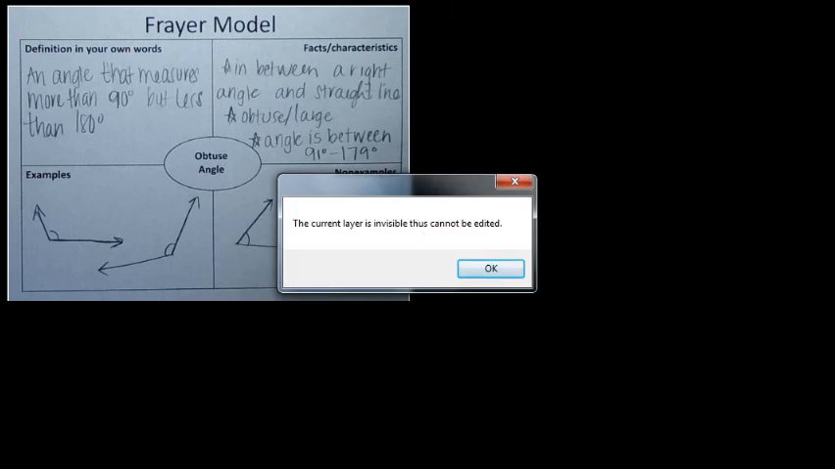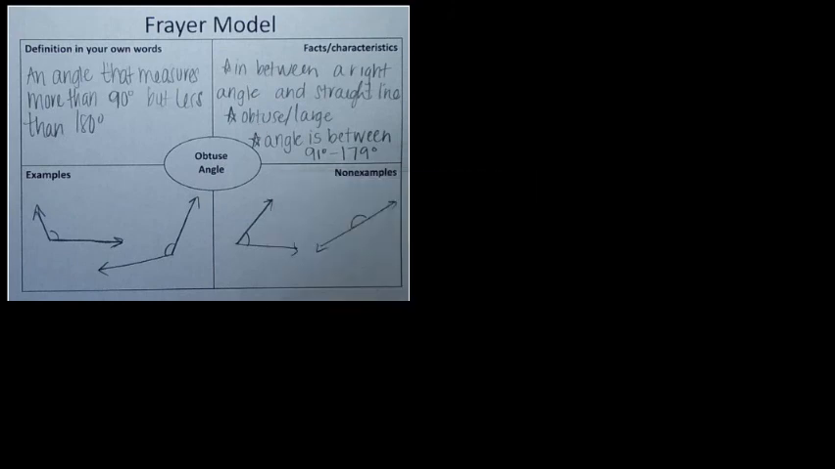Alright, next one, obtuse. It's an angle that measures more than 90 but less than 180. Some facts or characteristics: it's in between a right angle and a straight line. The word obtuse can mean large, huge, big, enormous. So that can help you remember. You've got the acute angle, which is an acute little angle, and then you've got the obtuse, which is a big angle. This one, the angle is between 91 degrees and 179 degrees.